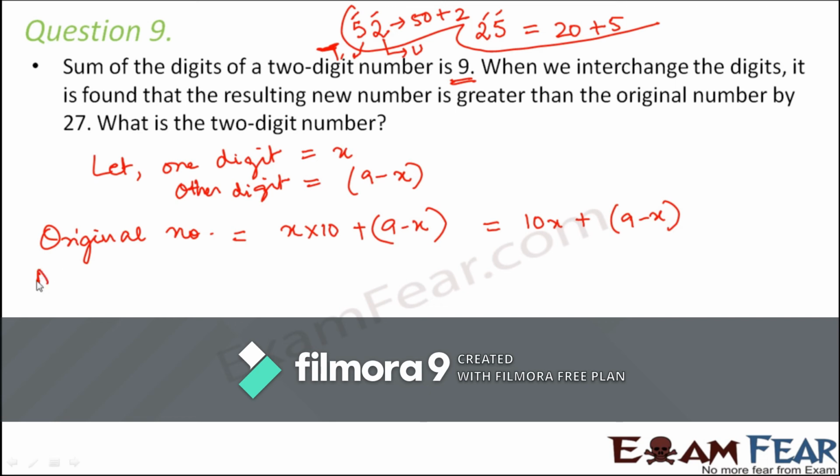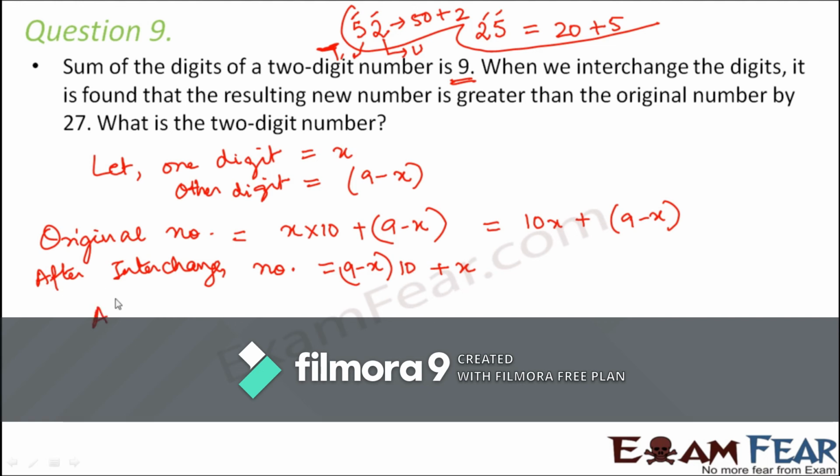But after interchange, what happens? Once we interchange the digits, the number should change. So after interchange, x would come to the units place. So x would be multiplied by 1 and 9 minus x would be multiplied by 10. So this would be the new number.